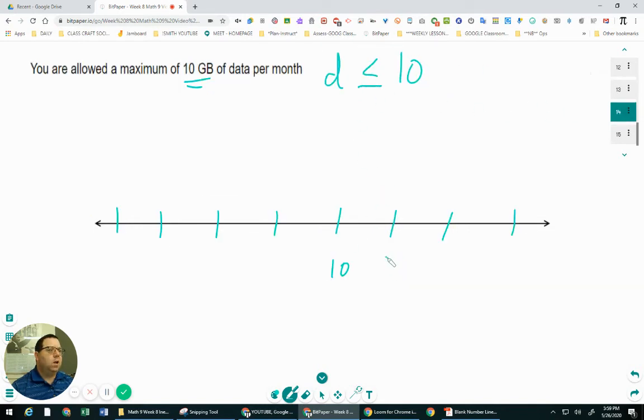So 10, let's go with 11 gigs, 12, 13, 9, 8, 7, 6. Okay, you're allowed a maximum of 10 gigs. So if you nail 10 gigs, you're still okay. So dot, it's a closed boundary point, and it's allowed, you can use 9.9, 9.8, 9, 8, 7, 6. If you use no data, then the phone company is happy because you're paying for nothing.